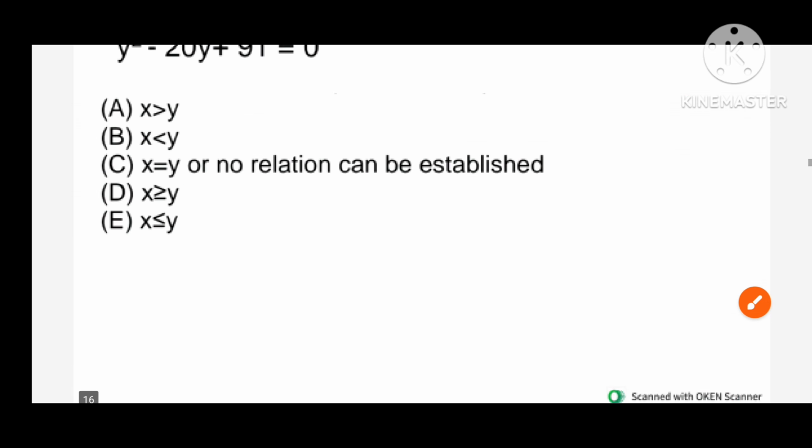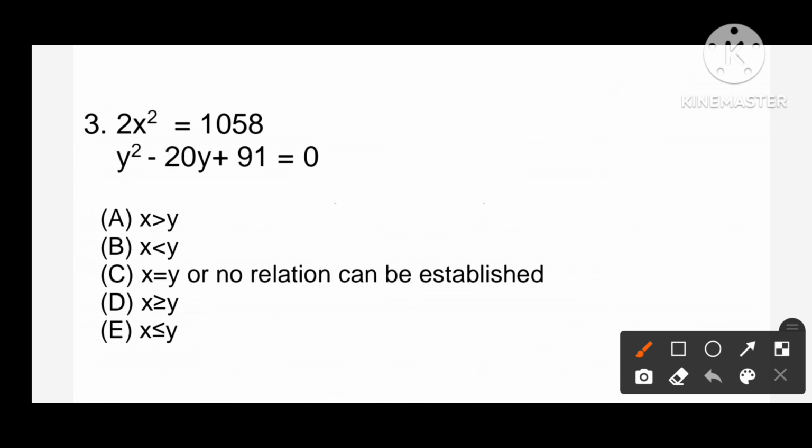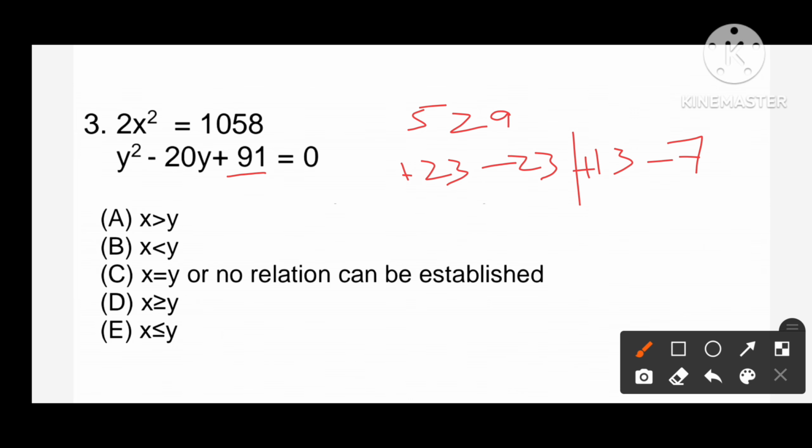Next one, question number 3. 2 5 times, 2 times and 9 times. So x value will be plus 23 and minus 23. Next one, 91 means 13 times 7. So both the roots will be positive. Now by comparing these two, it is very clear that these two numbers will come in between these two. So answer will be option C, no relationship can be established.